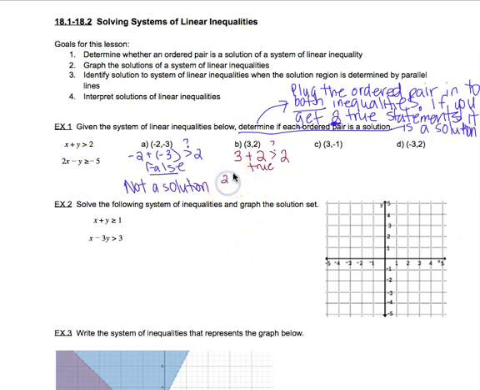So 2 times 3 minus 2, and I want to know, is that greater than or equal to -5? So 2 times 3 is 6. 6 minus 2 is 4. 4 is indeed greater than or equal to -5. So I got two true statements, which means that this one is a solution.